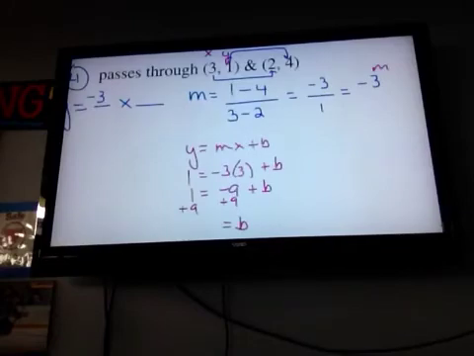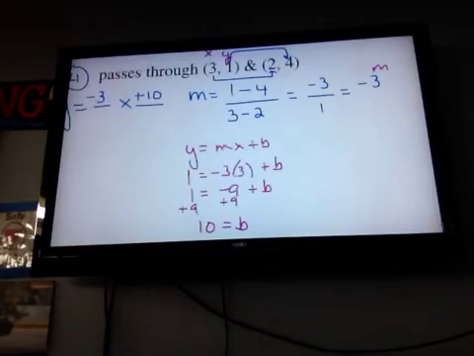So I go back up to my equation and I fill in plus 10. And I don't literally have to see those blanks. I think it's a good way to show you what you're looking for. But that is the final answer. y equals negative 3x plus 10.